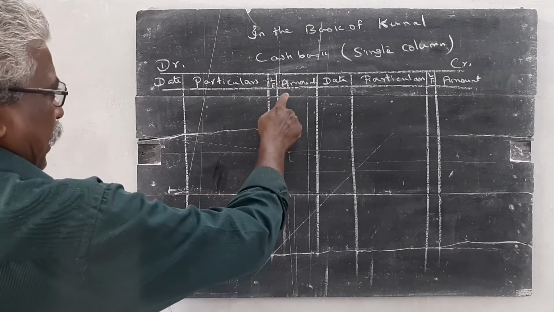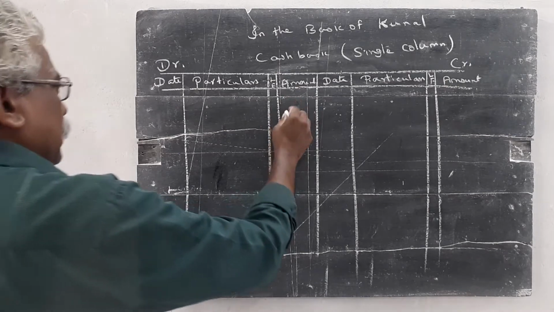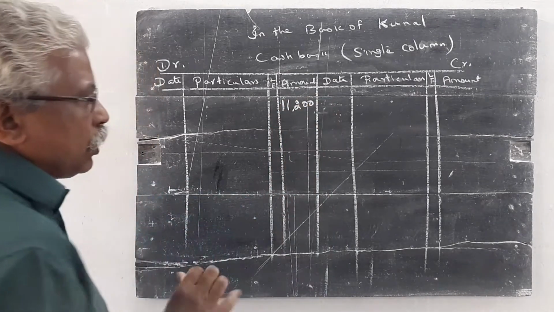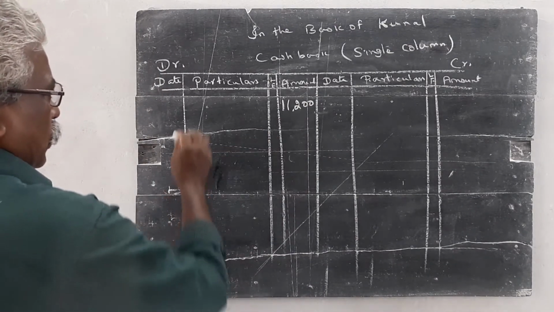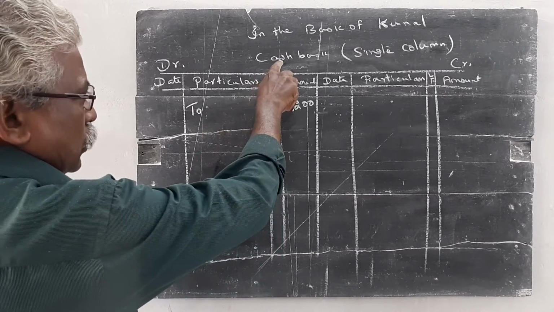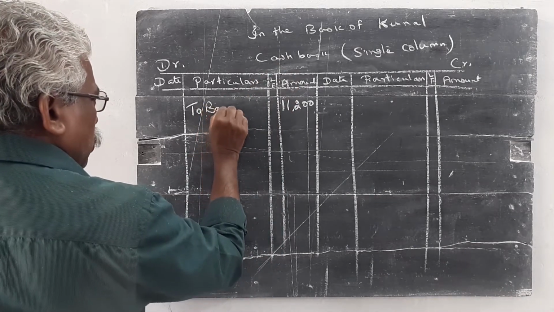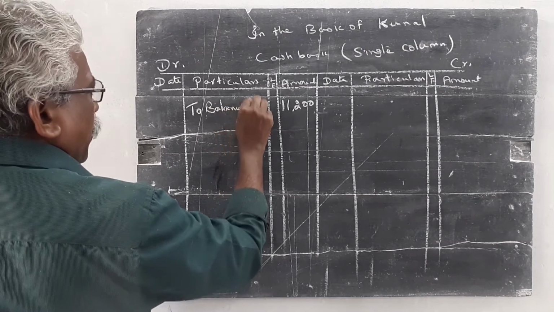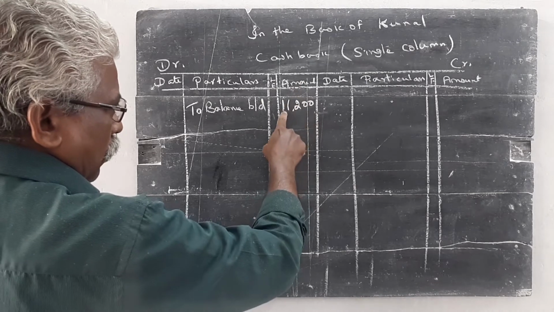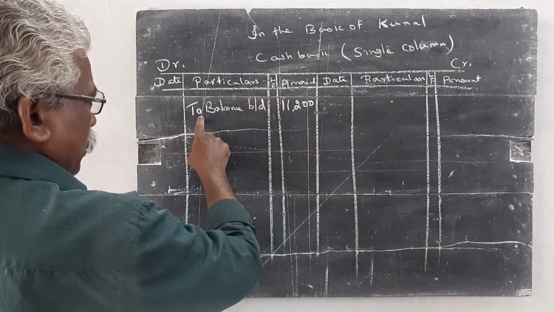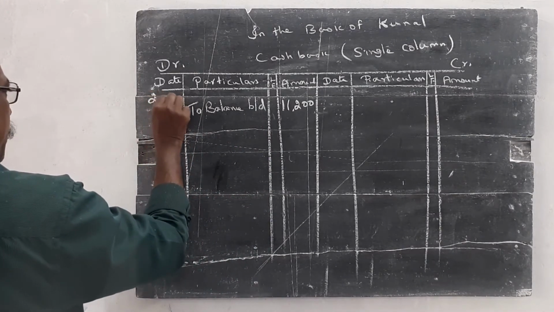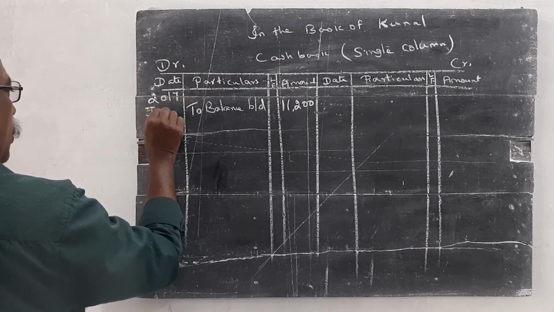Cash in hand is entered on the debit side. The amount is 11,200. First you fill in the amount, 11,200. The debit side starts with To. We never use the word cash. Here we write To balance brought down. B/D means brought down. First you fill in the amount column, 11,200. In the particulars column, To balance brought down. Here you write the date, 2017 January 1.